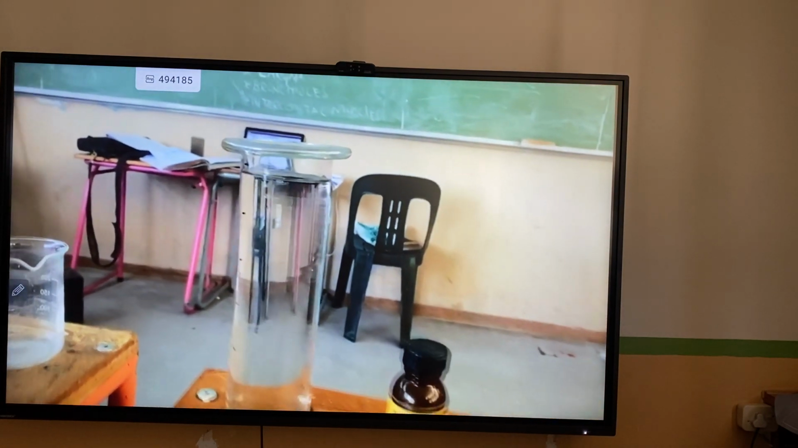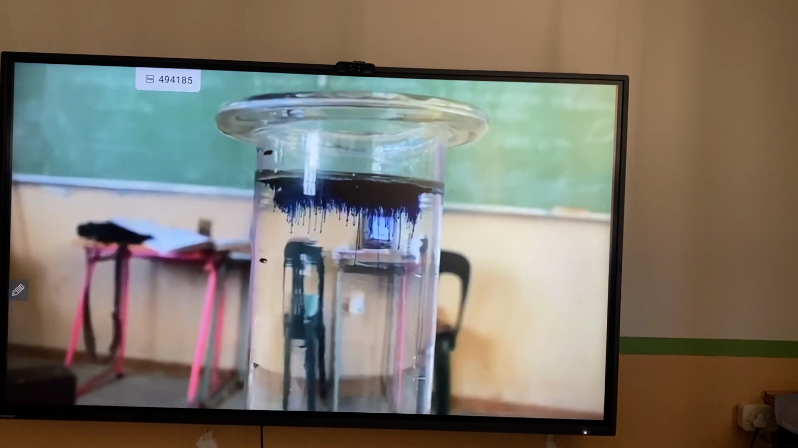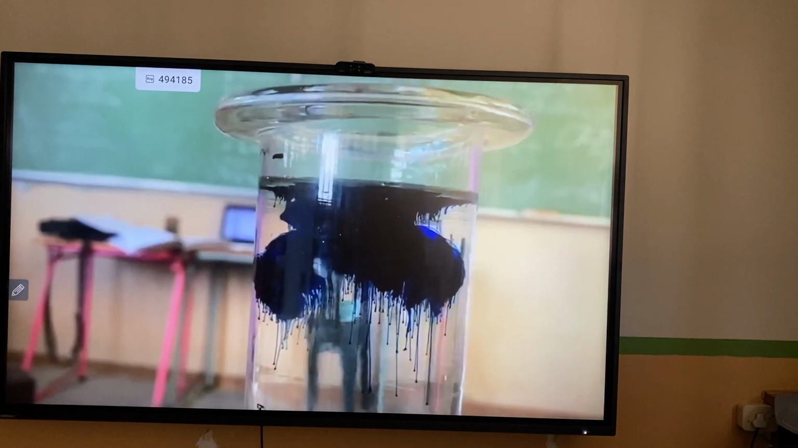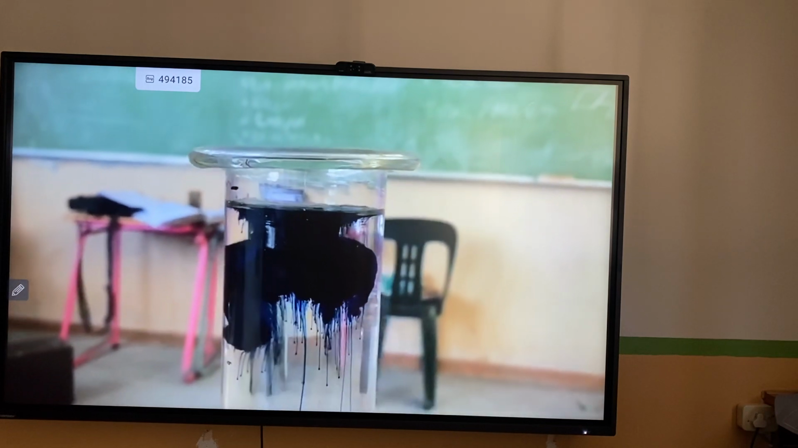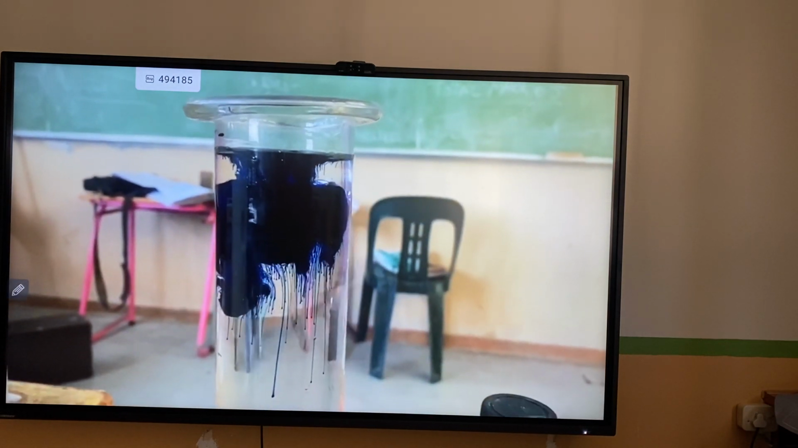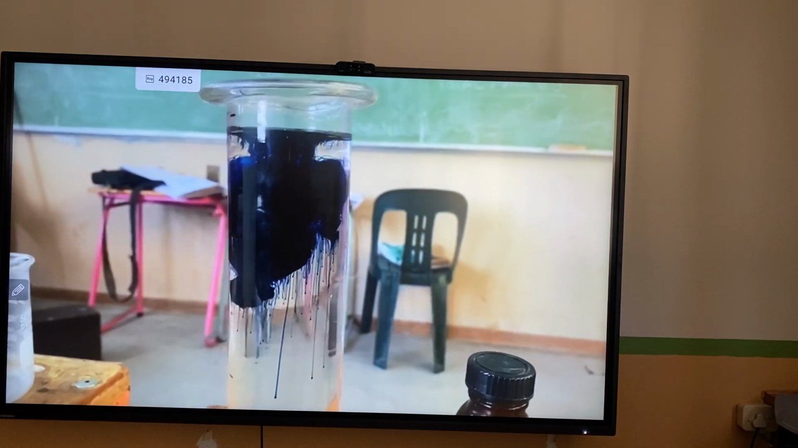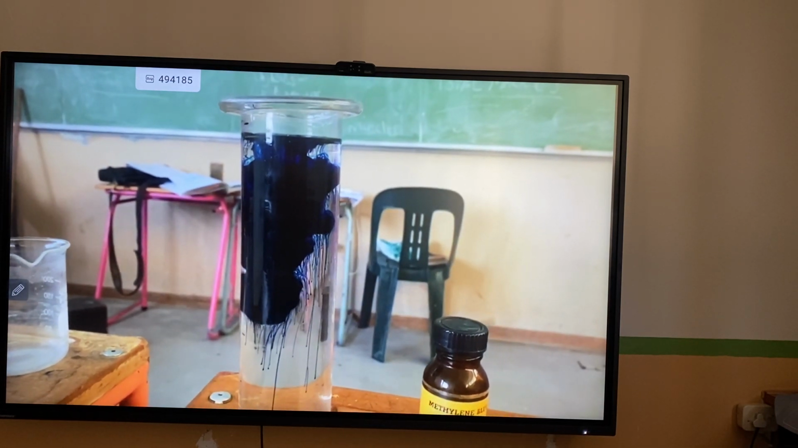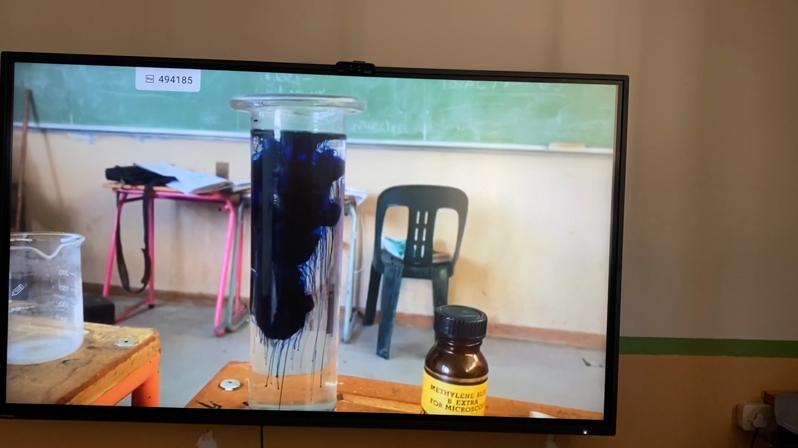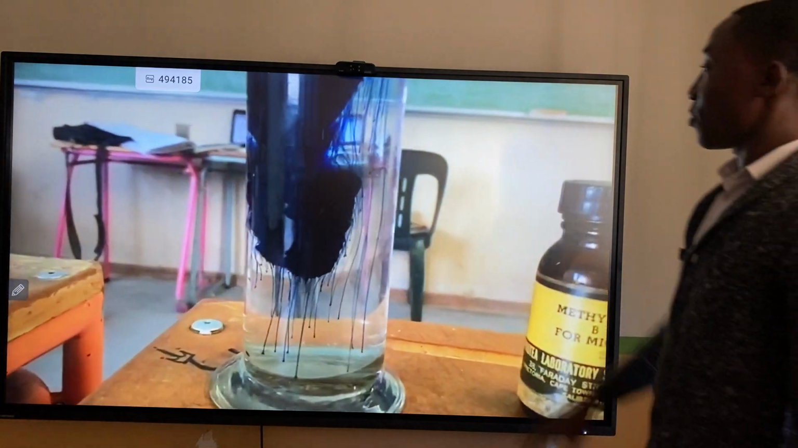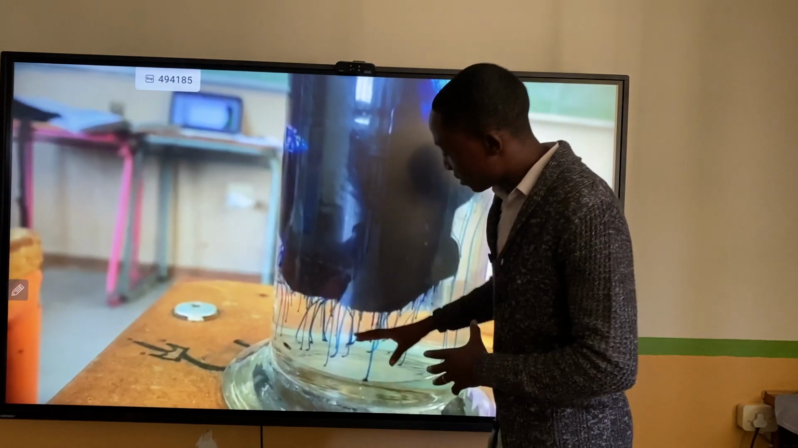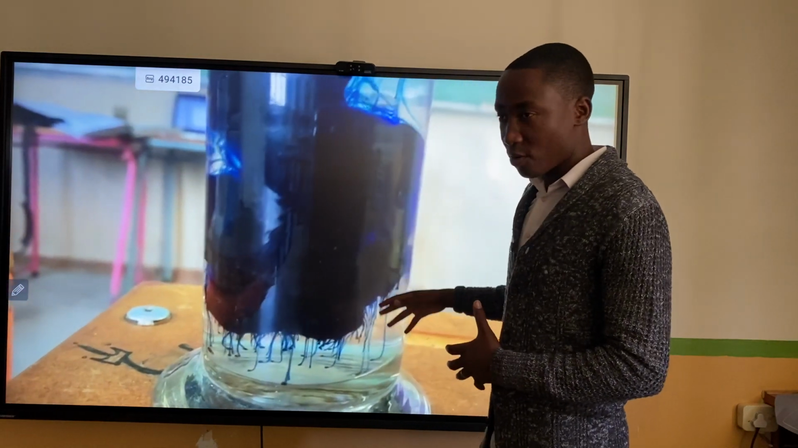Right there you have it. See that? You see how methylene blue is moving from a region of high concentration to a region of low concentration. It would be diffusion as well. Right? You see how these particles move. Where it was dropped, that is the region of high concentration. The rest of the beaker will be a region of low concentration.